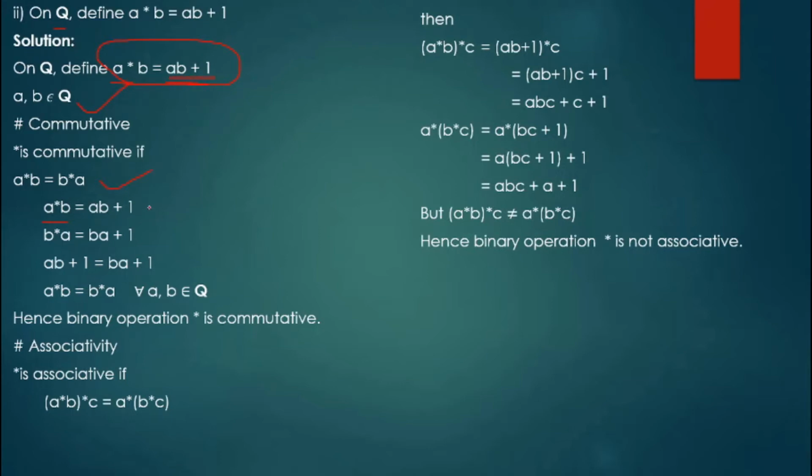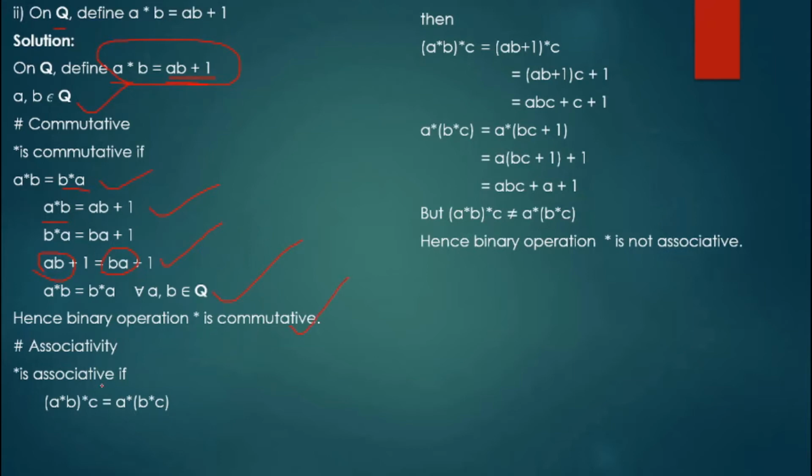So we write AB plus 1. Now next, our RHS, B star A, that is BA plus 1. So that means AB plus 1 is equal to BA plus 1, right? I need not explain this AB and BA. If it is 2 into 3, 6, 6 plus 1, 7. Again here, 3 into 2, 6 plus 1, 7. Done. So here we have A star B equal to B star A for all A, B belongs to Q. So here the binary operation is commutative.